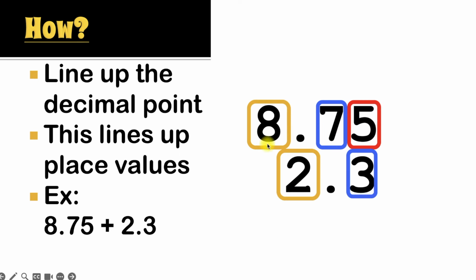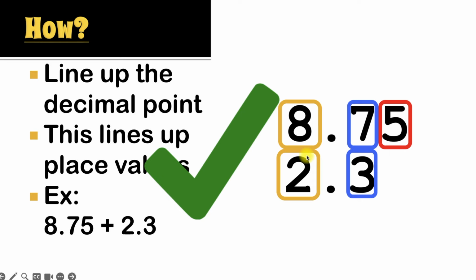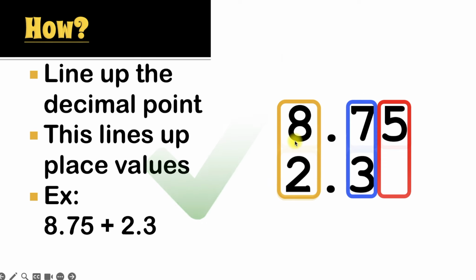But if we line up our decimal points, then we're good. Because when we do that, it helps us line up our place values. And when the place values are lined up, we can add our hundredths together, we can add our tenths together, and we can add our ones together. And everything is exactly the way it should be. And look, our ones place is lined up, our tenths place is lined up, and our hundredths place is lined up. And now that everything is lined up, now we can start adding the way we're supposed to.